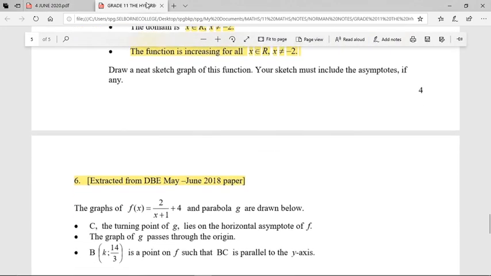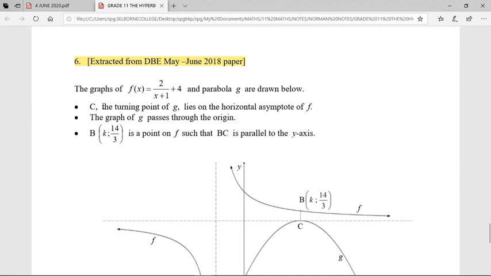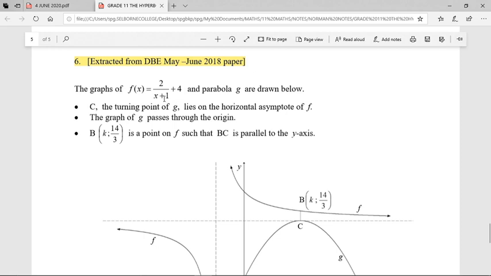Right, moving to number 6. Number 6 from a past June paper says the following. The graph of f(x) is equal to 2 over x plus 1, plus 4, right? So this is a hyperbola, which we know everything about. Do you agree? What does the plus 1 mean?